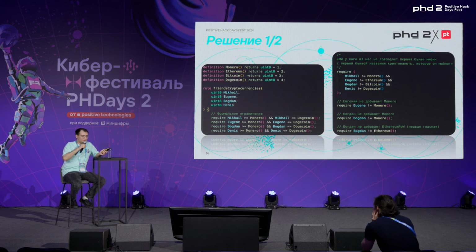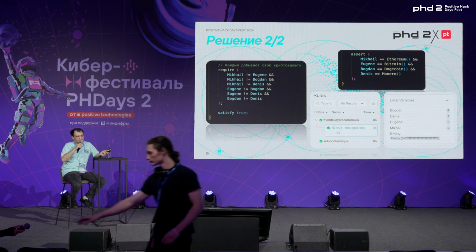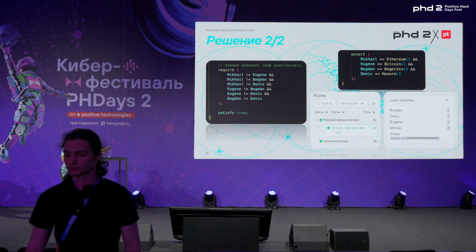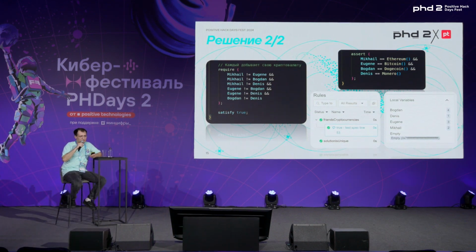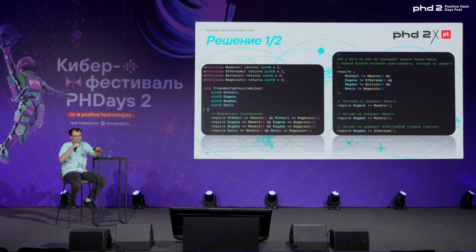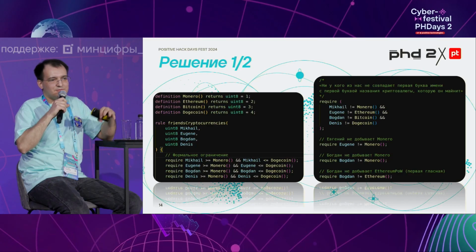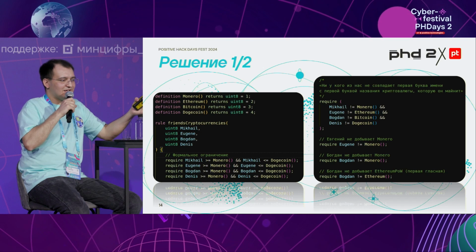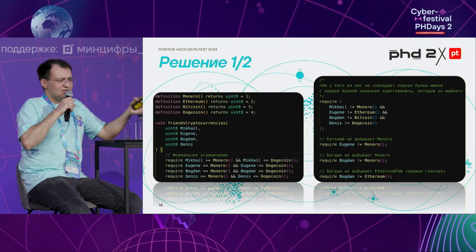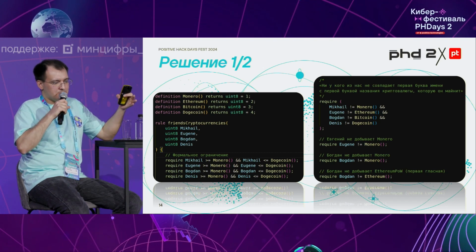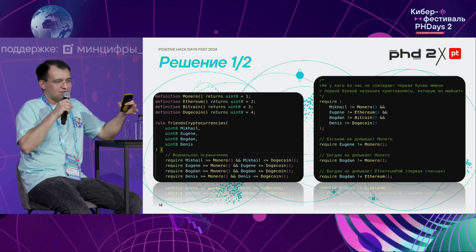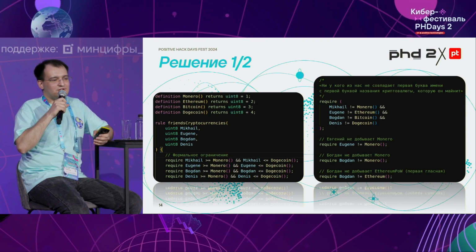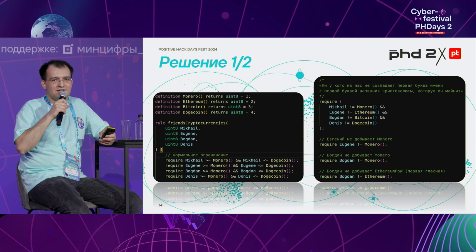Again we have Certora Prover, a solution. Mikhail mines Bitcoin, Bogdan Dogecoin, and Denis Monero. You can express this quite simply with a simple language, and Certora Prover can push it in the empty contract, which will not verify anything, but you will describe the logical task in the specification.